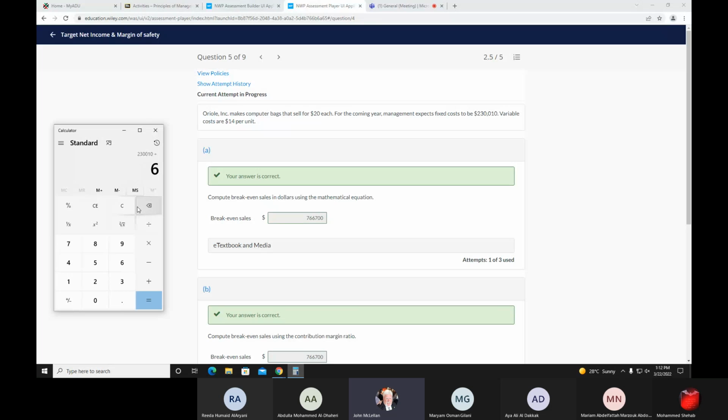230,000, not 10, 230, oh yeah, 10. Divided by 6 gives me 38,335 bags. Now I sell each one for $20, so my total sales are 20 times that.